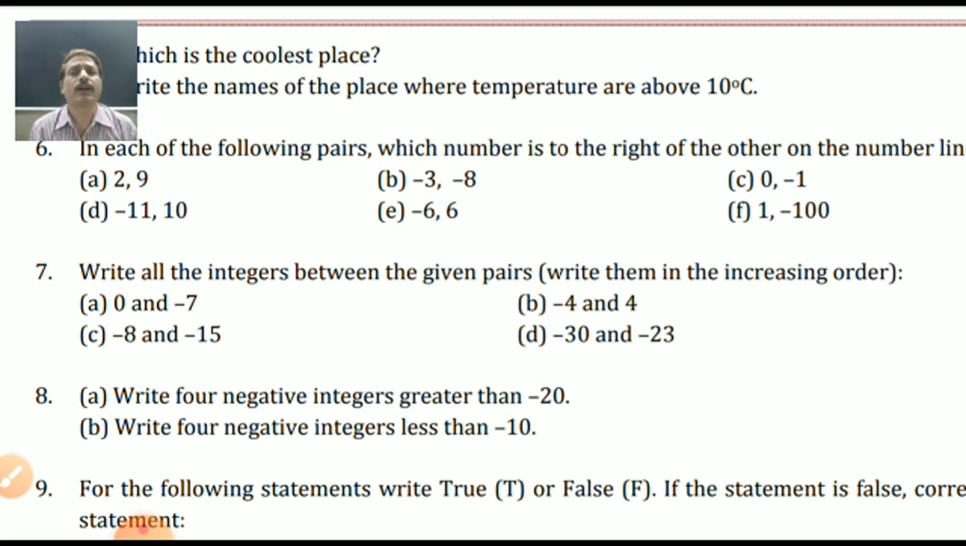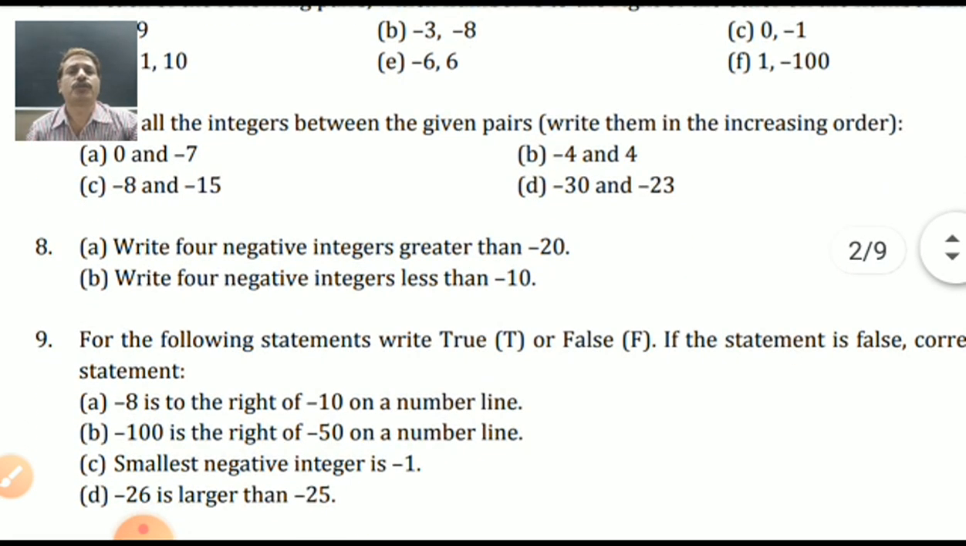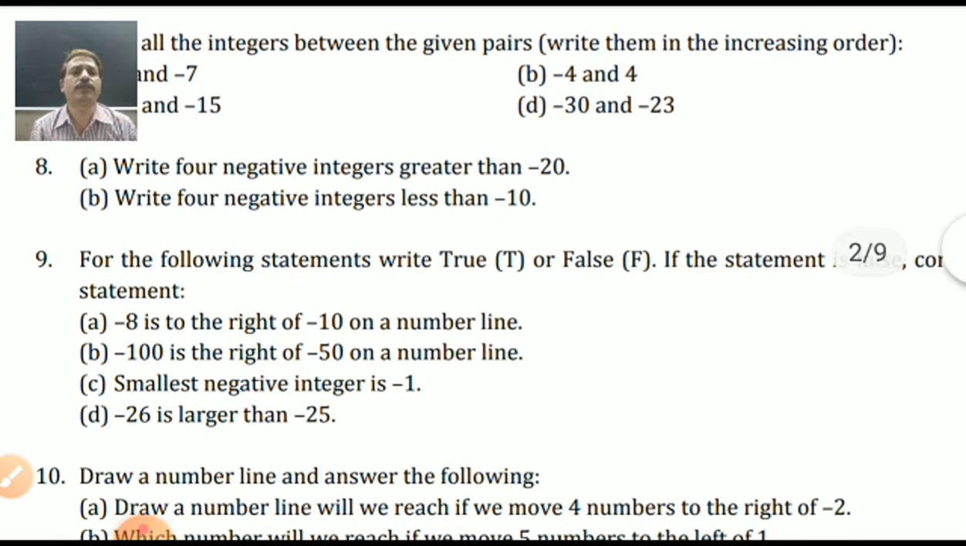Infinite. Countless. Question 9. For the following statements, write true or false. Your favorite question is here. Minus is to the right of minus 10 on a number line. Yes, correct. Right, you are right. Yes, it is the smaller minus numbers. It's on always right side. Minus 100 is the right of minus 50 on number line. Sorry, this is the wrong answer. False. Smallest negative number is minus 1. Correct? Yes, correct. Minus 26 is the larger than minus 25. Sorry, once again, it's smaller.